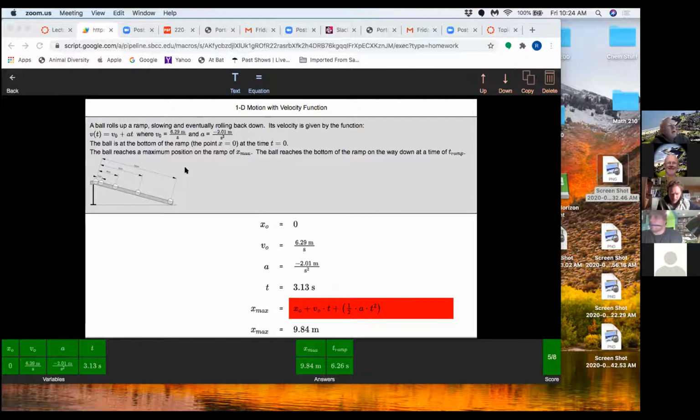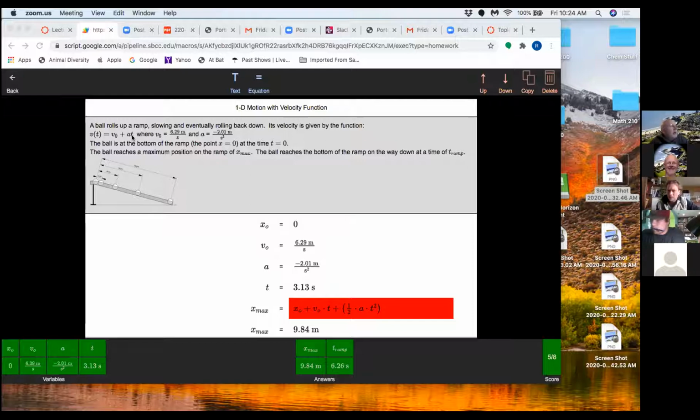Because I had to find acceleration using v of t equals v naught plus at. So I used the equation we were given, that v of t equals v naught plus at, to find a. And then once I found a, to find t. And then once I found t, I plugged that into the x equals x naught plus v naught t plus 1/2 at squared. Okay, now all of that is really good.